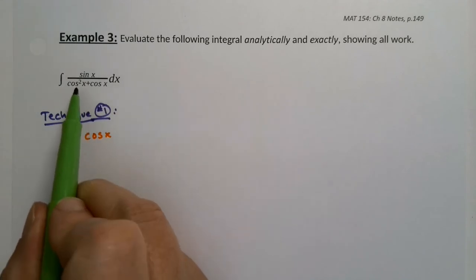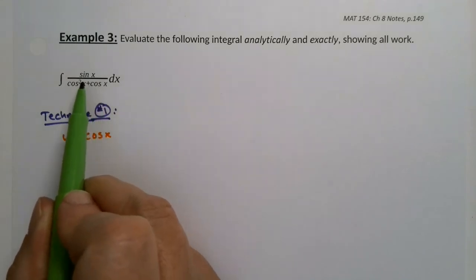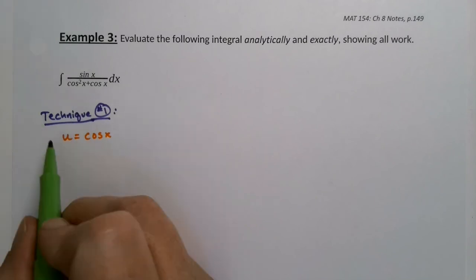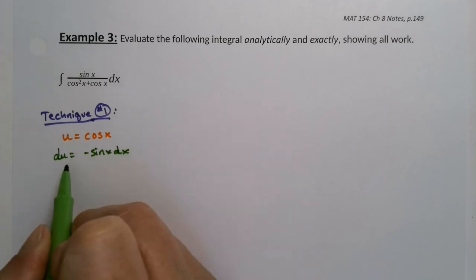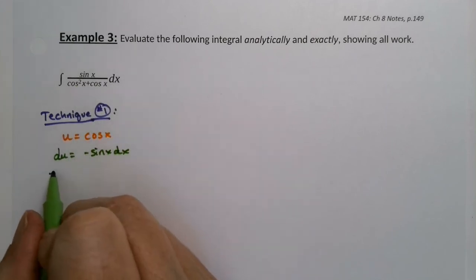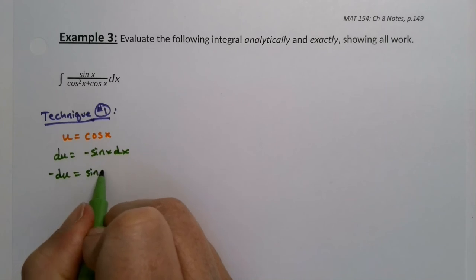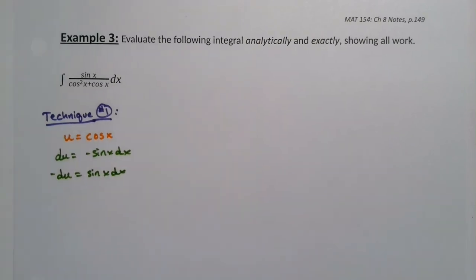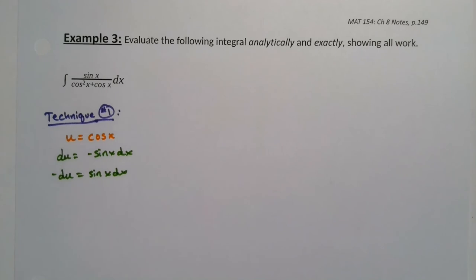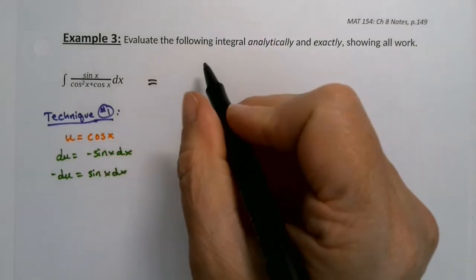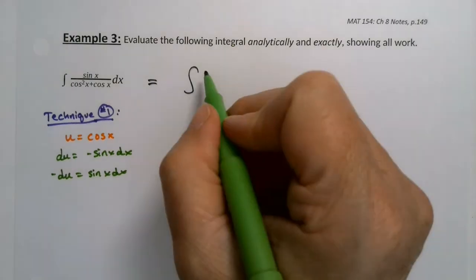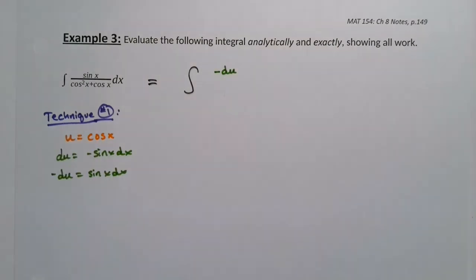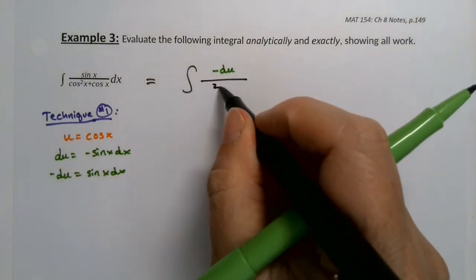So u is rather obviously cosine because cosine is nested inside some other function down here in the denominator. And the derivative of cosine is negative sine of x dx, which of course we have sine of x dx there, so we really want negative du. Beautiful. Okay, so that's technique number 1, and I can rewrite my lovely integral as the integral of negative du over u squared plus u.